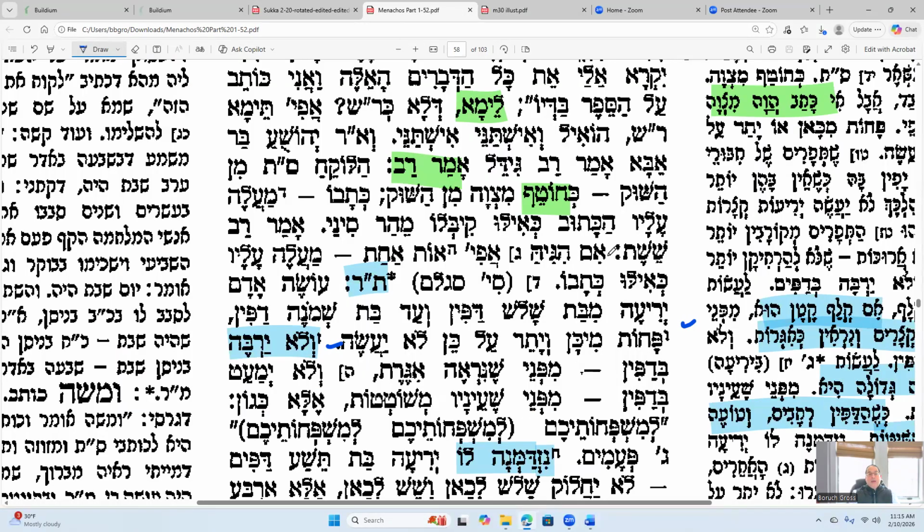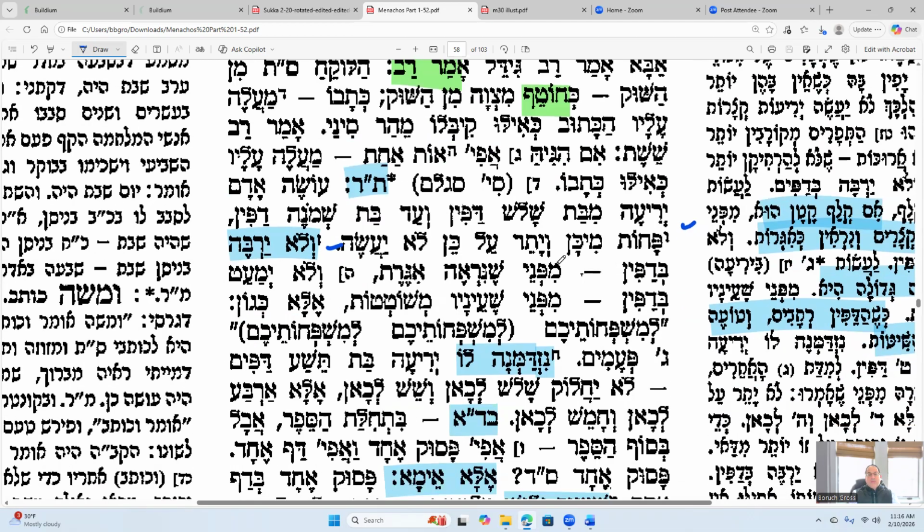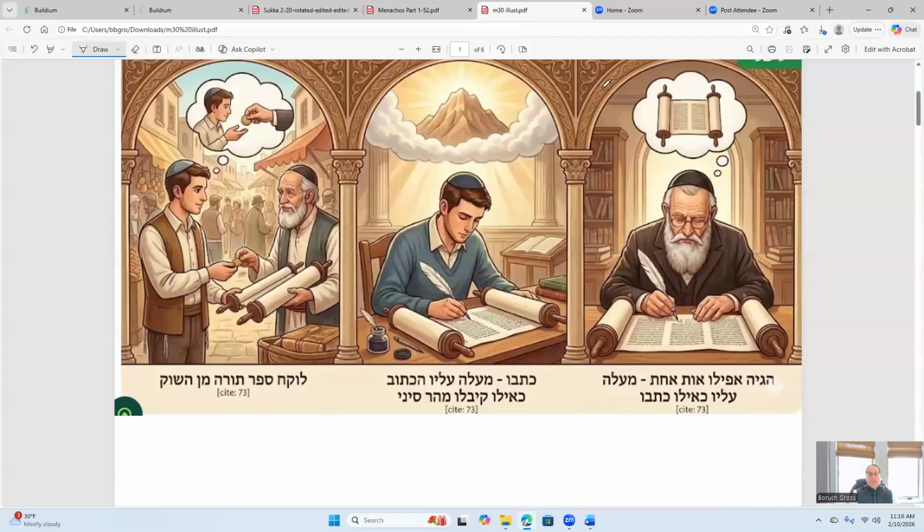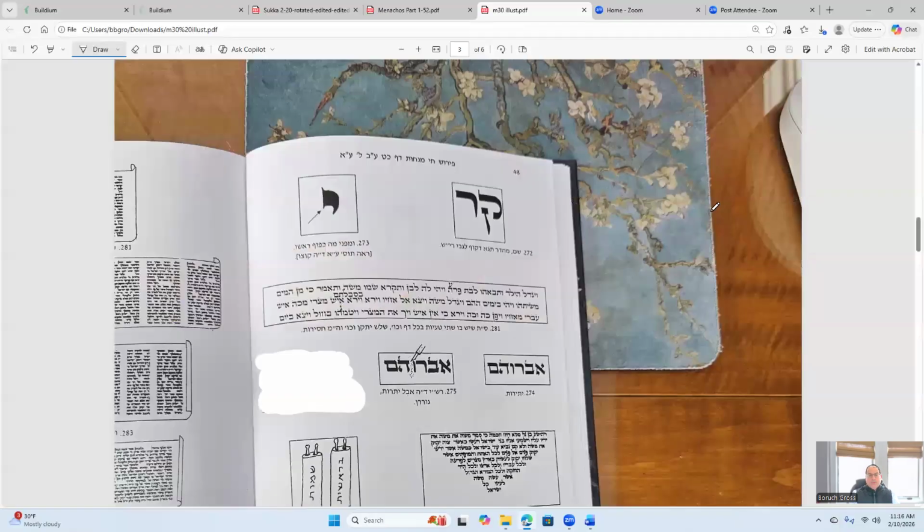Amar Rav Sheishes, im higiah, if you corrected one letter of the Torah, it is considered as if you wrote the Torah yourself, even if you bought it from the street. So that's the Gemara. New halachas regarding a Sefer Torah. Tanu Rabbanan, the rabbis taught. Let's get the picture up.